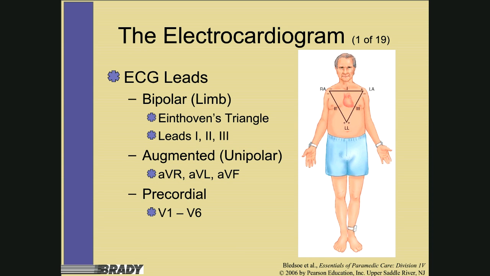Now, if you look at the diagram, you will see where lead 1 starts. So lead 1 starts at the right arm, and it travels to the left arm, right? So where it starts would be negative, where it ends would be positive. And let me just move out from this slide for a bit. Let's see if I can draw something on this.